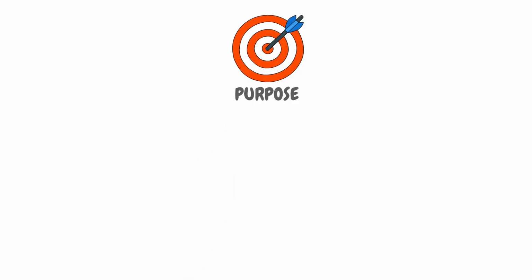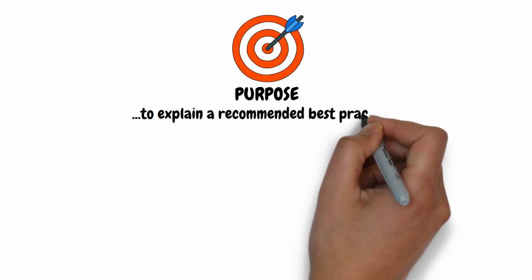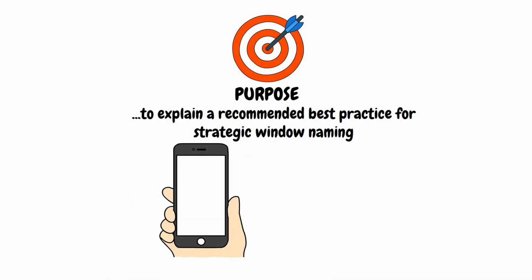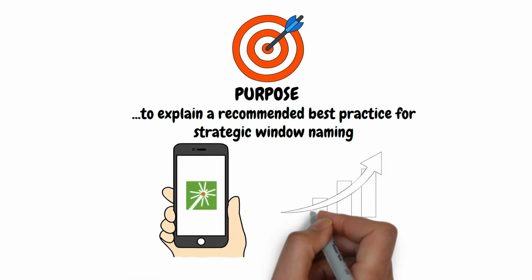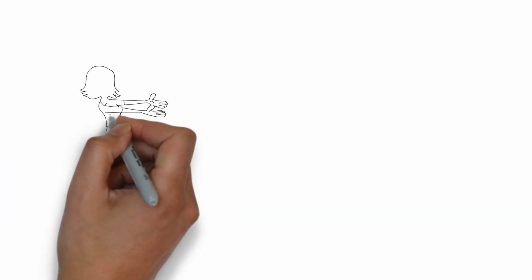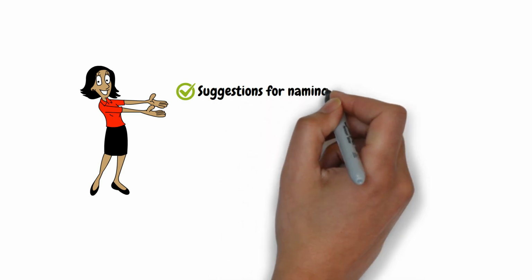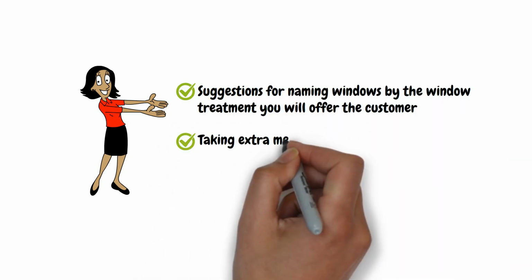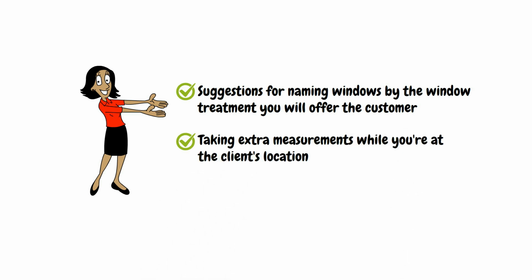The purpose of this session is to explain a recommended best practice for strategic window naming while using the FSS Window Pro app to significantly increase your productivity on consults and technical measures. Our agenda today is to cover suggestions for naming windows by the window treatment you will offer the customer and taking extra measurements while you're at the client's location.